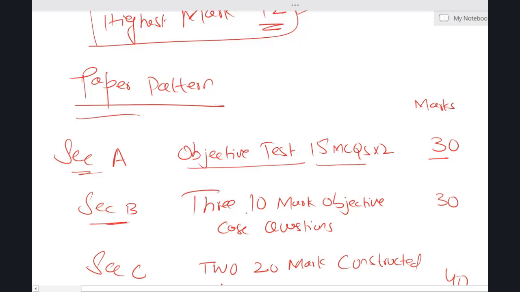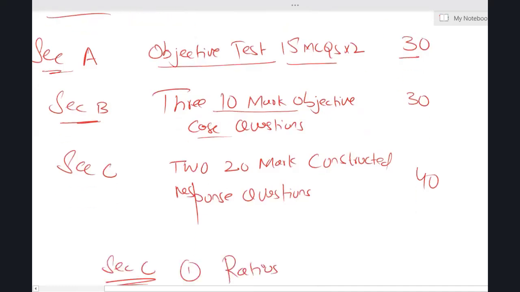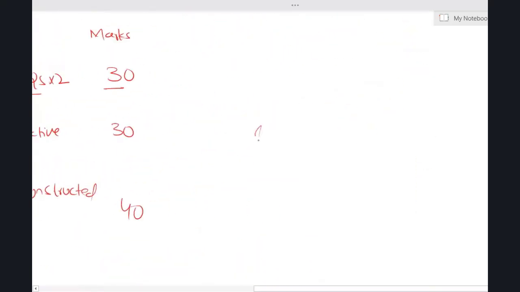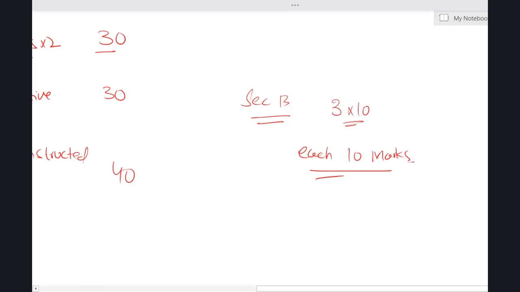Section B has 3 10-mark objective case questions. Basically, in section B there will be a small case study, a small scenario. On that scenario, the examiner is going to set 5 questions, where each question will have 2 marks. So in section B you are going to have 3 10-mark questions, and each 10-mark question has a small case study with 5 multiple choice questions. Each and every question will pertain to that particular case study.